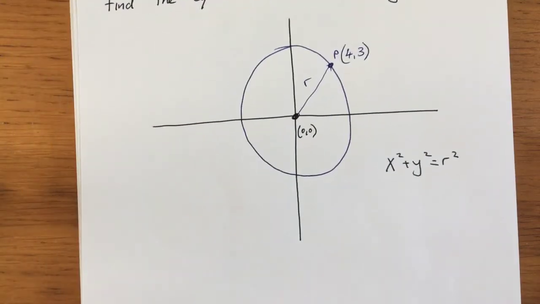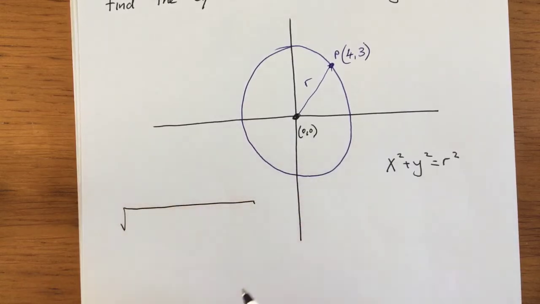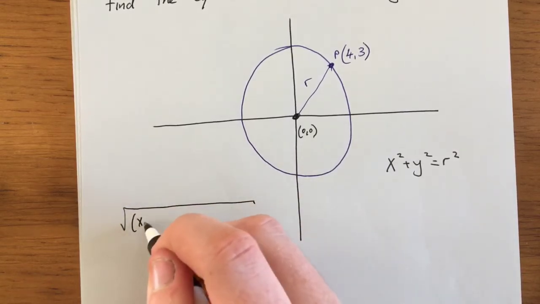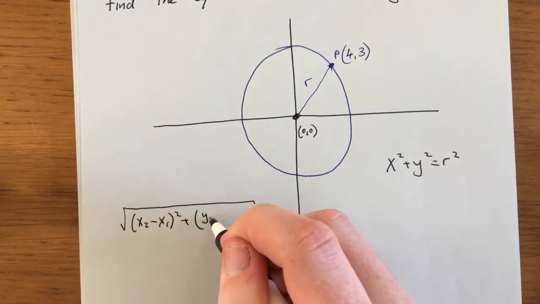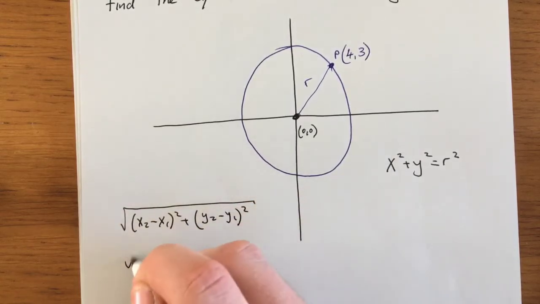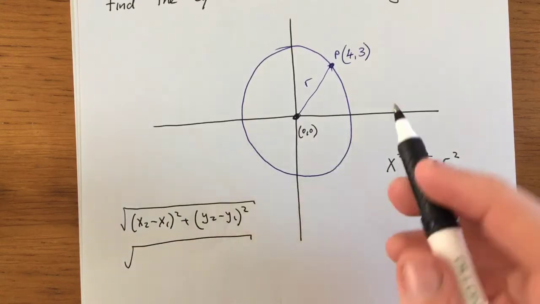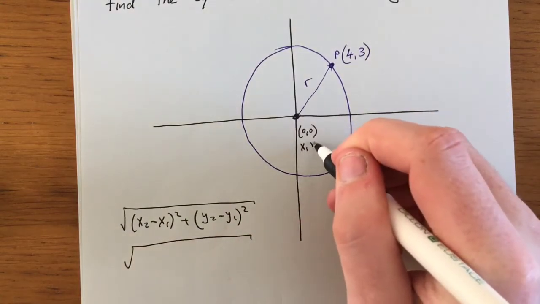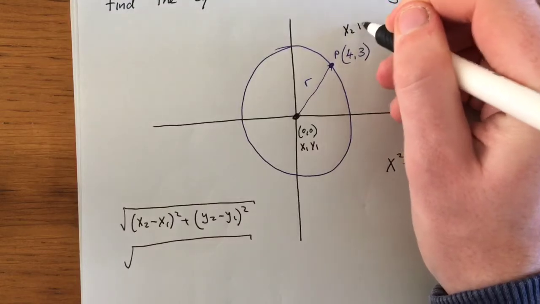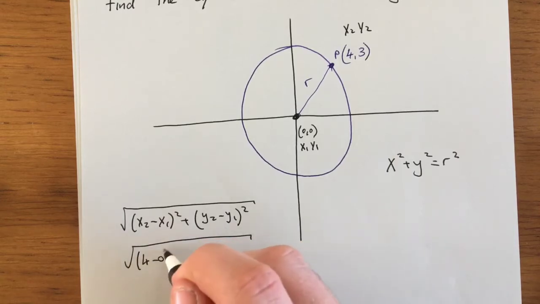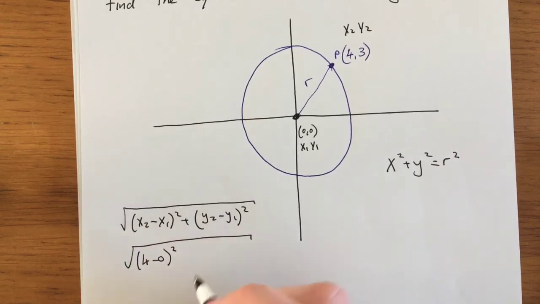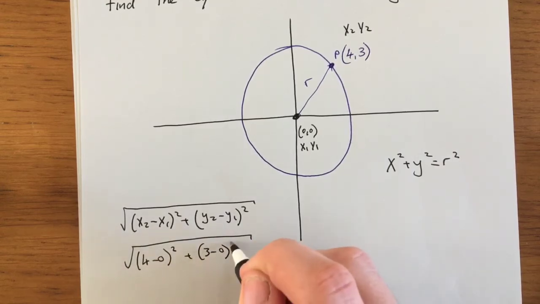So just very quickly, this is the formula you would use, the distance formula, which is in the log tables. It is (x2 minus x1) squared plus (y2 minus y1) squared. You would fill it in. We could label this point as x1, y1, and this one as x2, y2. We would fill it in, so we would get (4 minus 0) squared plus (3 minus 0) squared.